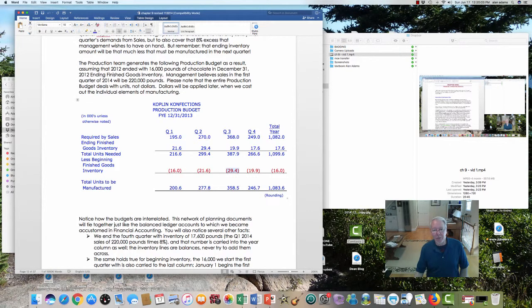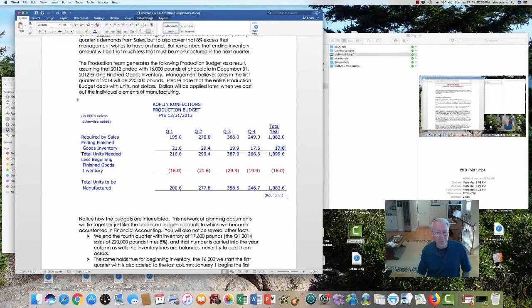Notice something else, friends. The last day of quarter four, that's December 31st of 2013. Now, you can't just add this line across to get the total year, can you? No, why? Because inventory is a balance. It's not additive like sales are. Sales, you just add these four numbers across and you get 1,082,000. All right, December 31st, you've got 17,006. The last day of quarter four is also the last day of the year, so you just carry that number right over.